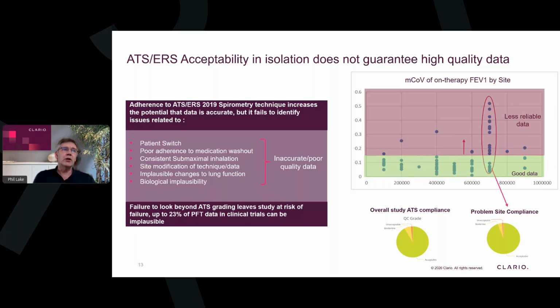And then finally, we use biological plausibility or implausibility. If you're testing a 70-year-old asthmatic, for example, and they manage to exhale to a plateau in 3 seconds, and you've got a nice rounded profile, it's likely that that's not the patient you think you're testing. So you've probably made a switch in the patient inadvertently.